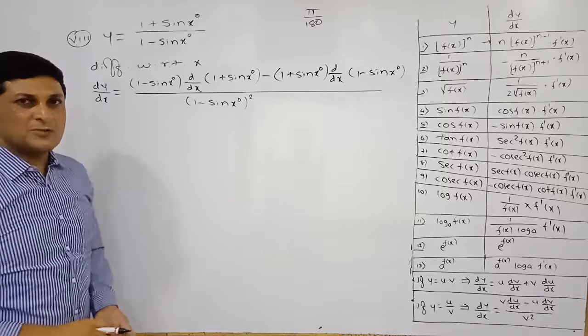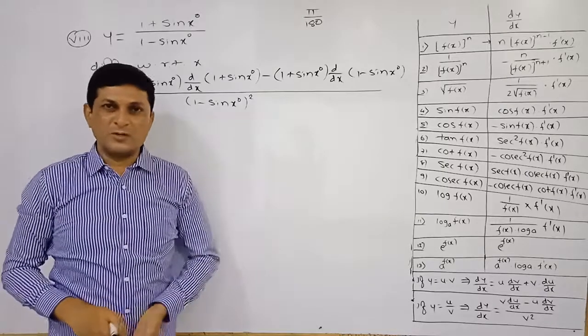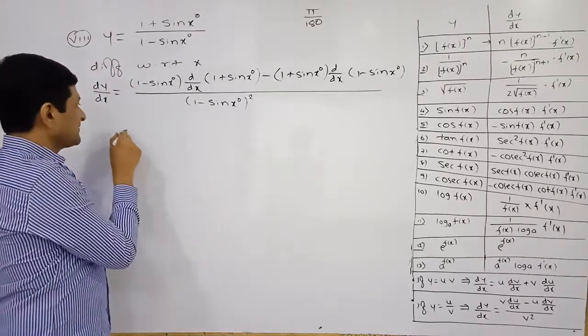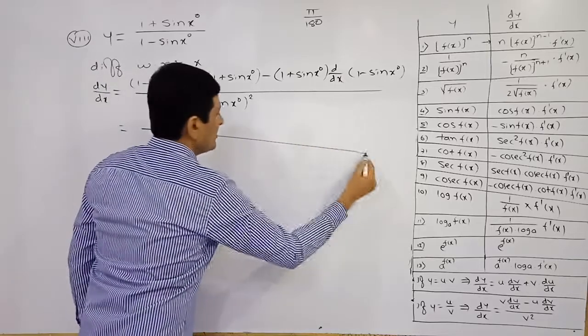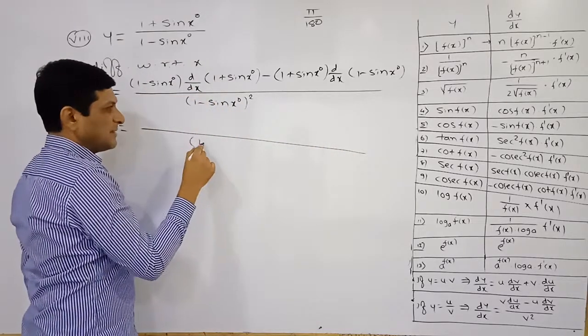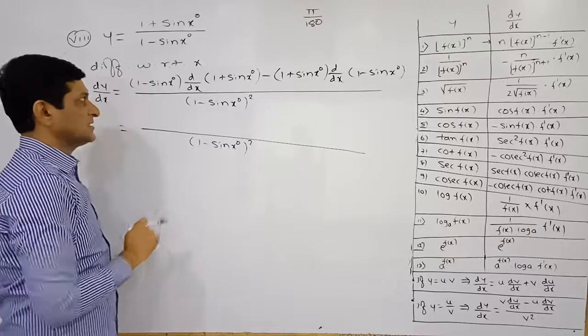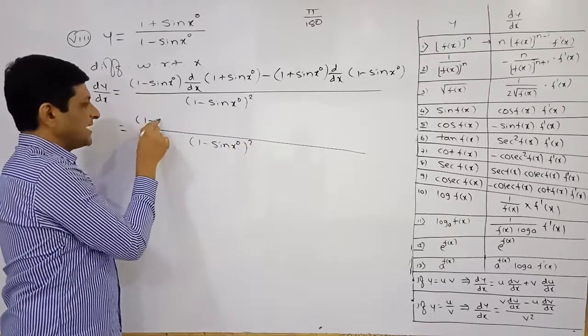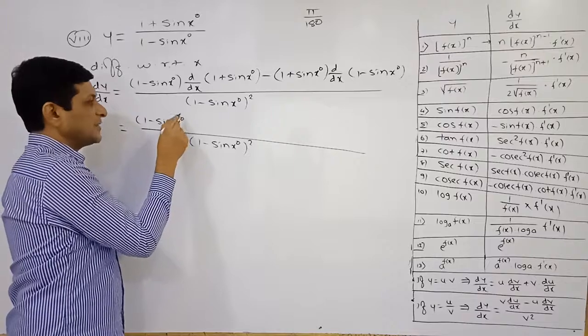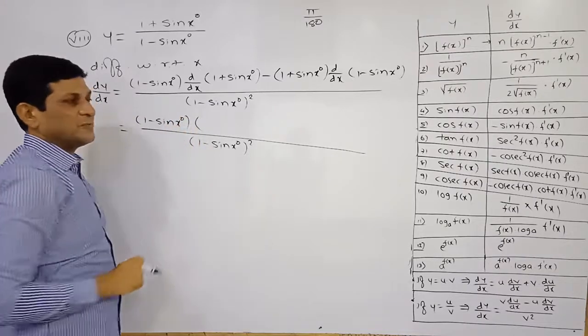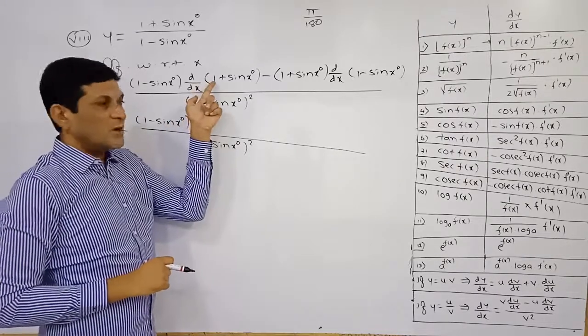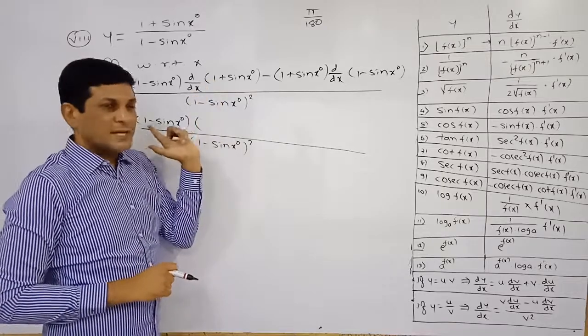Now we have simply substituted the values in the quotient rule. Now we are simplifying it. So which is equal to, in the denominator keep this term as it is, 1 minus sin x degree raised to power 2. Keep this first term 1 minus sin x degree also as it is. Now we are finding its differentiation. The derivative of 1 is 0. It is not necessary to write 0 here.